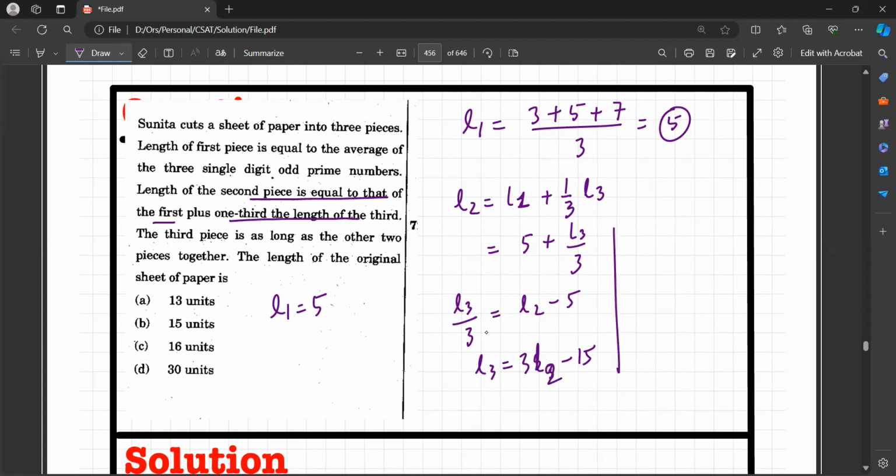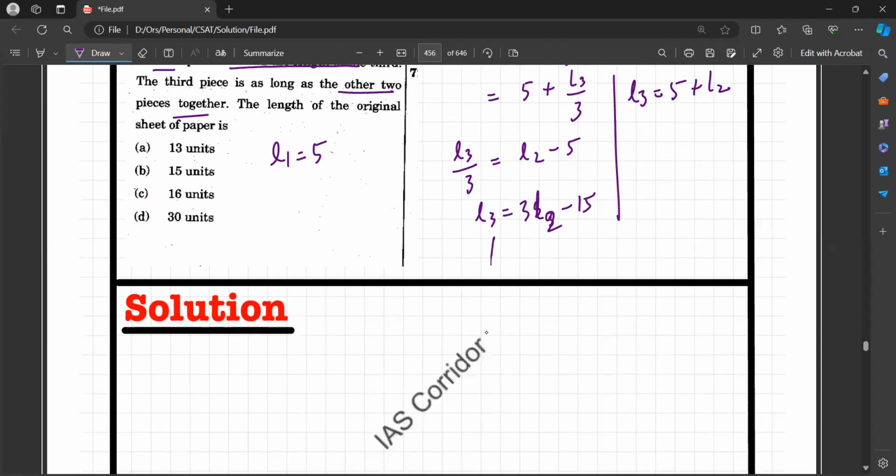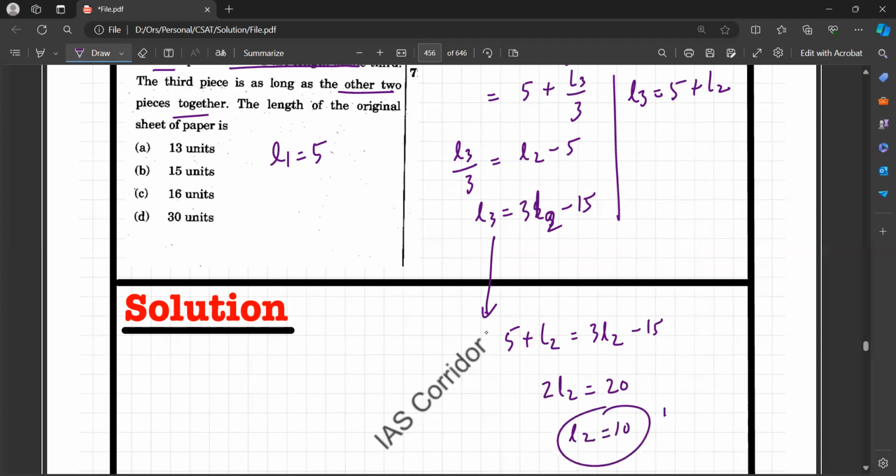Got it? Now third piece is what? L3 is nothing but L1 plus L2, as long as the other two pieces together. So that will be 5 plus L2. So 5 plus L2 is nothing but, you can put it here, 5 plus L2 equals to 3L2 minus 15. So 2L2 equals to 20. So L2 equals to 10. Is it clear? Now the length of the original sheet of paper, L1 is 5, L2 is 10, L3 is 15. So the answer would be 15, 5, 20. 20 plus 10 is 30. D will be the answer, which is 30 units. Clear?